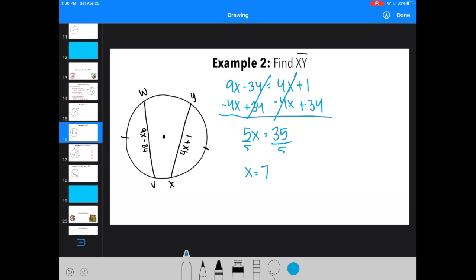But that's not my final answer. That's not what it's asking for. It's asking for XY. So I'm going to plug her back in and solve for XY. So 4 times 7 gives me 28 plus 1. Give me a final answer of 29. There we go. Winner, winner, chicken dinner.